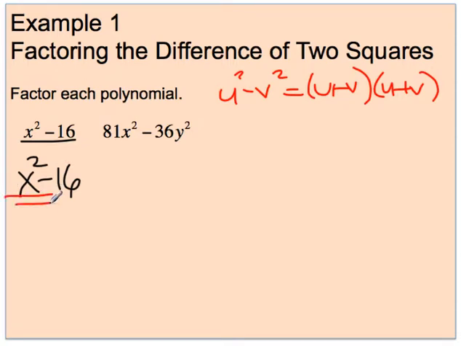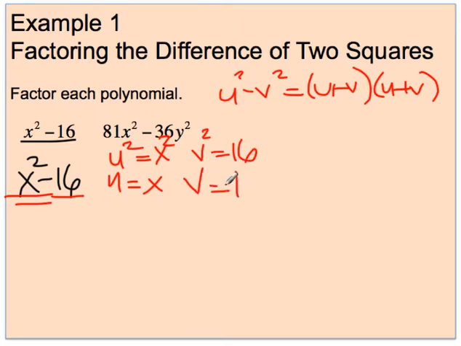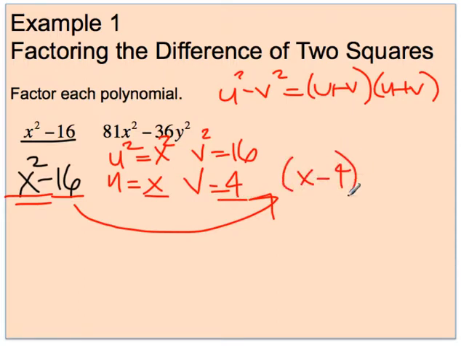So in this case, our first term, the u squared, is x squared. So if u squared equals x squared, then u has to just equal x. And our v squared equals 16. So v has to be the square root of 16, which is going to be 4. So x squared minus 16 is going to factor as u minus v, or x minus 4, times u plus v, x plus 4.